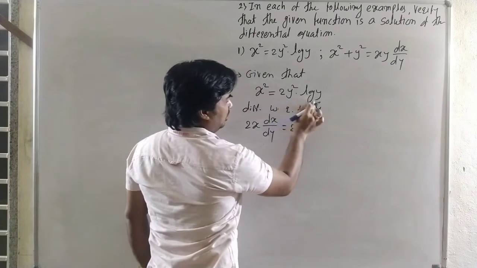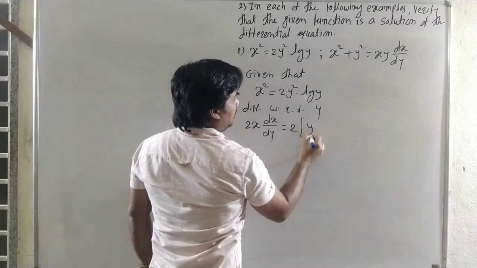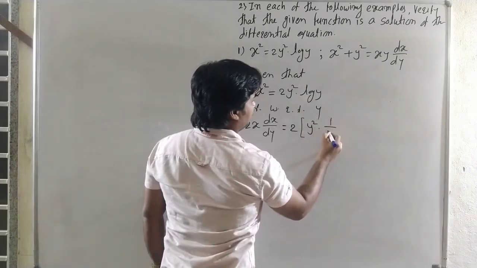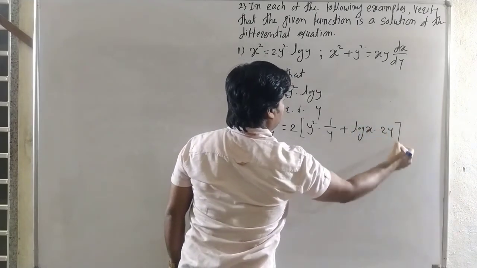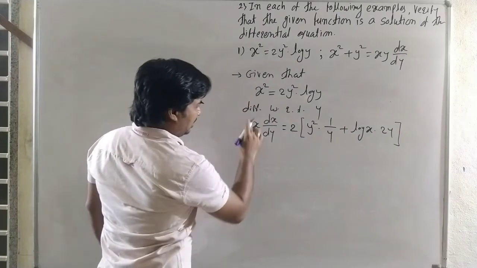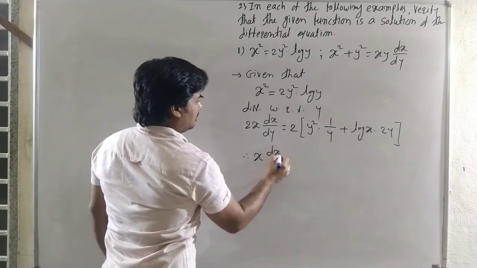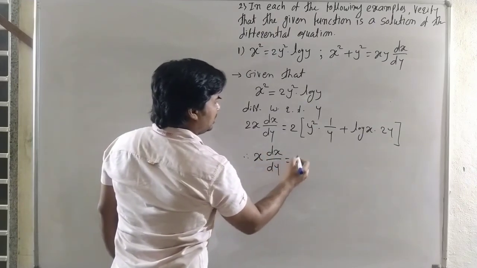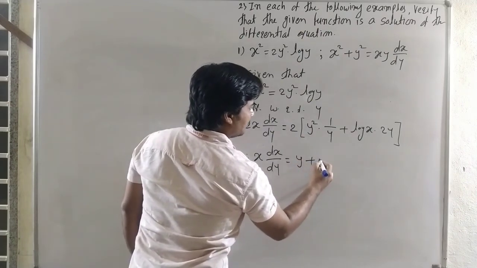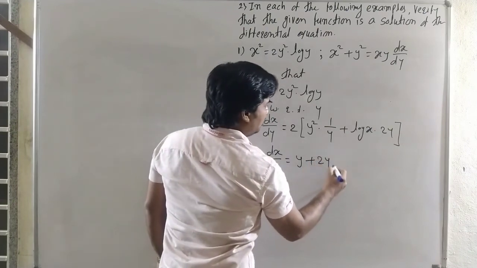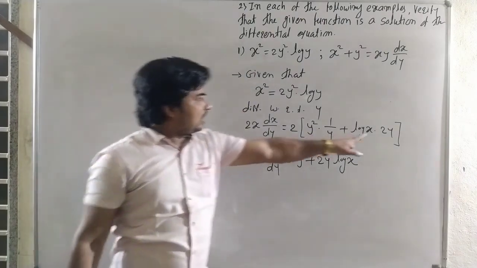Here u into v, both are functions of y, and we find the derivative with respect to y. Therefore it is first as it is into derivative of the second plus second as it is into derivative of the first. Differentiate with respect to y. Then these 2 and these 2 get cancelled. Therefore x dx by dy is equal to, this y gets cancelled, only y plus 2y into log y. Here these two cancel, but here it is a 2.